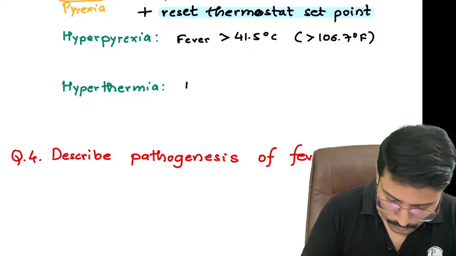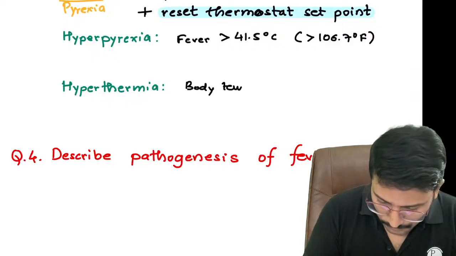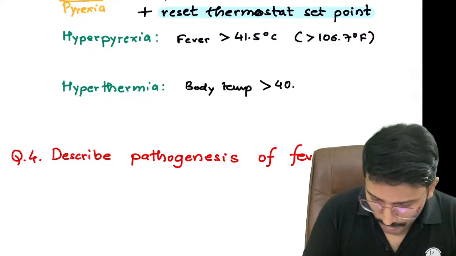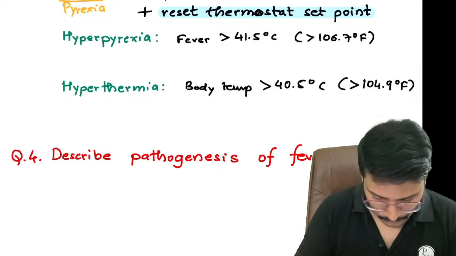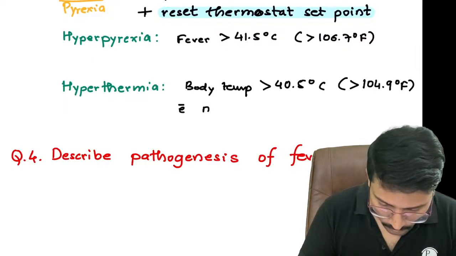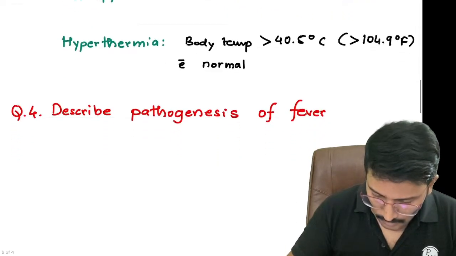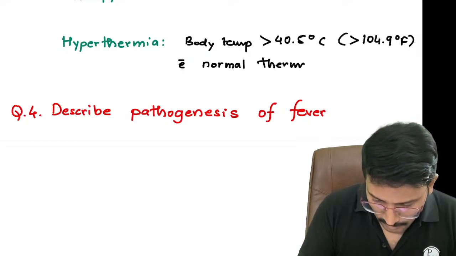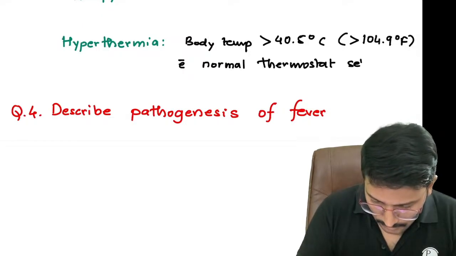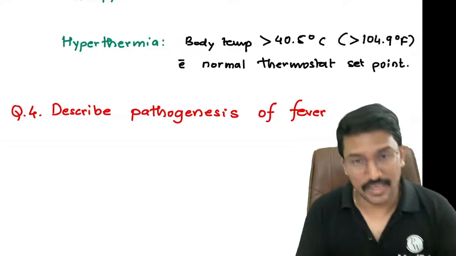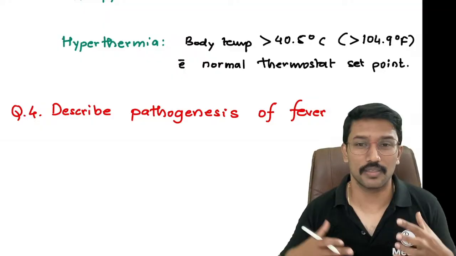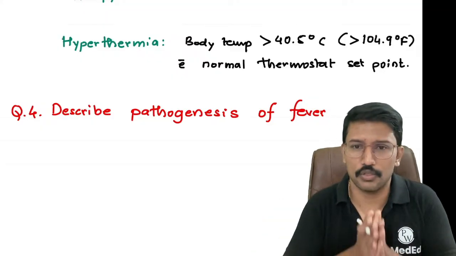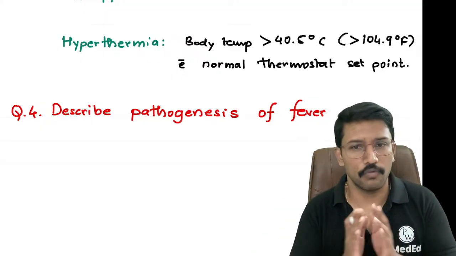Hyperthermia refers to core body temperature greater than 40.5 degrees Celsius, which translates to a temperature more than 104.9 Fahrenheit with a normal thermostat set point. Thermostat set point means your hypothalamus knows I have to regulate the body temperature around 37 degrees Celsius, but it is not able to do that because the environmental factors or other factors are so challenging that it is failing. To give you an example, right?